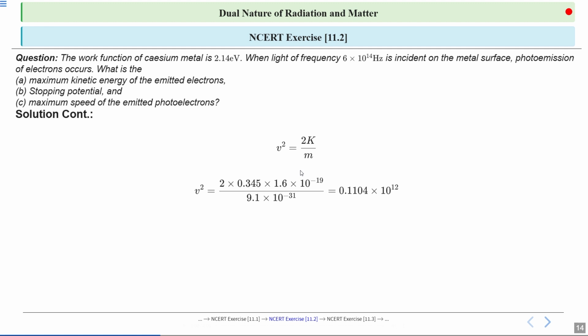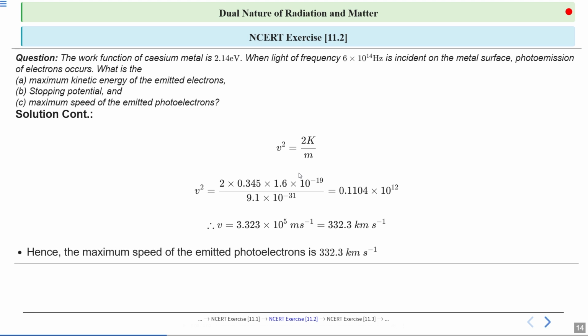Solving this expression, you will get v square equal to 0.1104 into 10 raised to the power 12. So v equal to 3.323 into 10 raised to the power 5 meter per second. In kilometers, it will be 332.3 kilometer per second. So the maximum speed of the emitted photoelectrons is 332.3 kilometers per second.